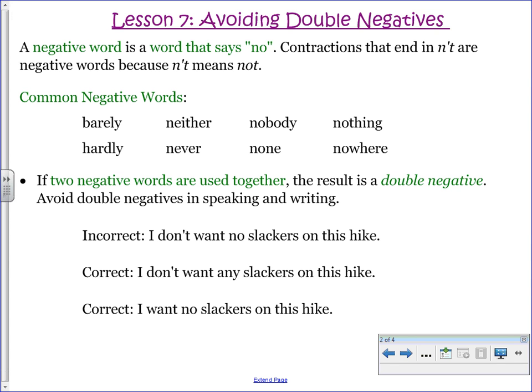This is chapter 5, lesson 7. It's called Avoiding Double Negatives. So the first thing we need to remember is that a negative word is simply a word that says no or means no.